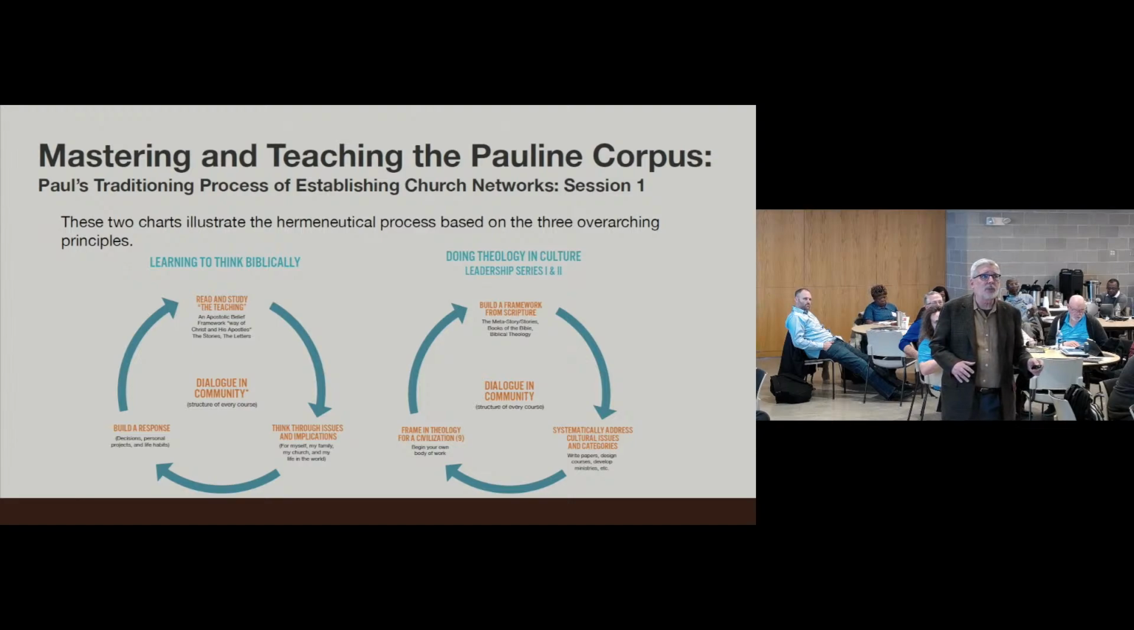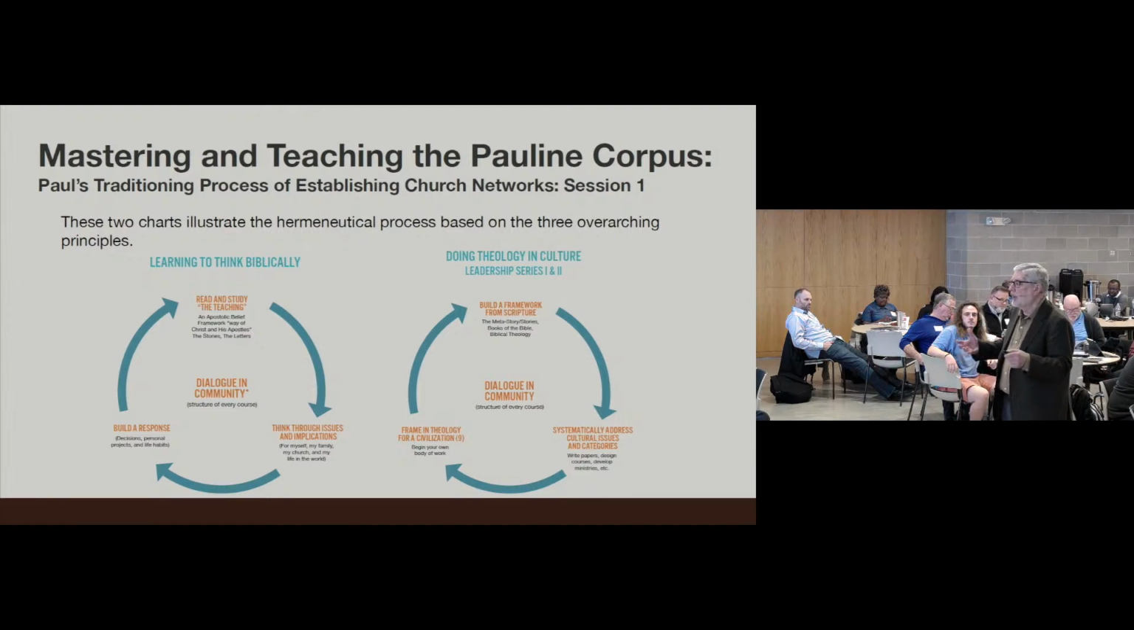This is Leadership Series 1 and 2. Here, building a framework from Scripture, the meta stories, books of the Bible, biblical theology. Then you start thinking through systematic cultural issues and categories, papers, courses, develop ministries, and you frame in theology for a civilization. You begin your own body of work, and then there are always a few people in a civilization whose body of work rises and is some of the most influential. But it's still got to be there. Every generation has to redo it.